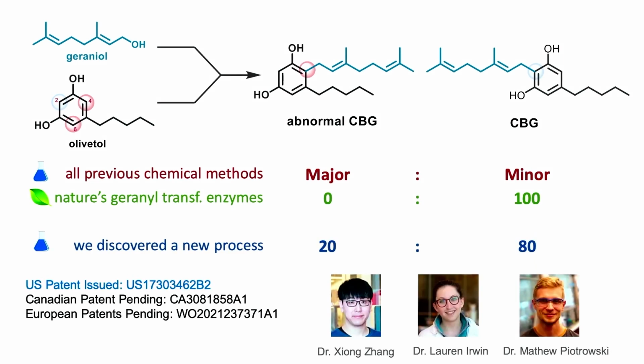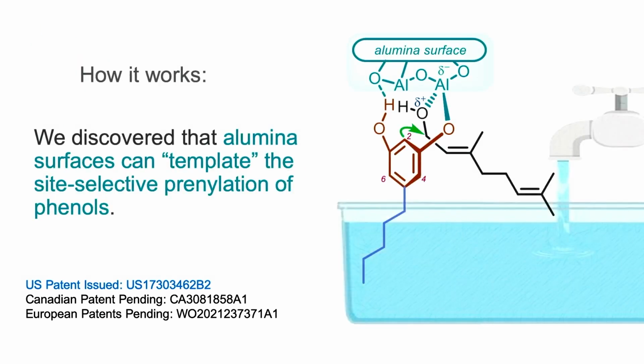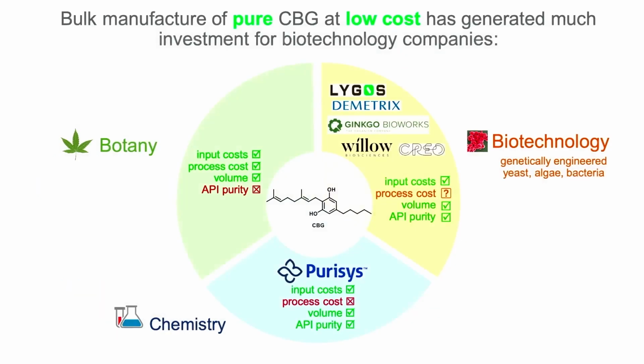We discovered a new process that flipped this regiochemistry. We patented it. These are my colleagues that were most influential in this development. And that was the basis for our company. And the way we describe this is to say that we discovered that a substance called alumina, a really common substance, chaperones this reaction and reverses the inherent selectivity. This was industrially valuable for the synthesis of CBG. Bulk manufacture of CBG.